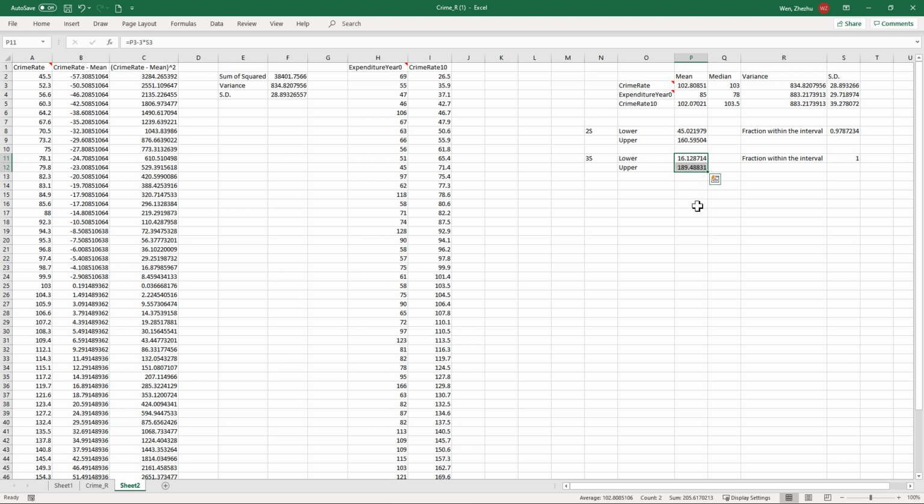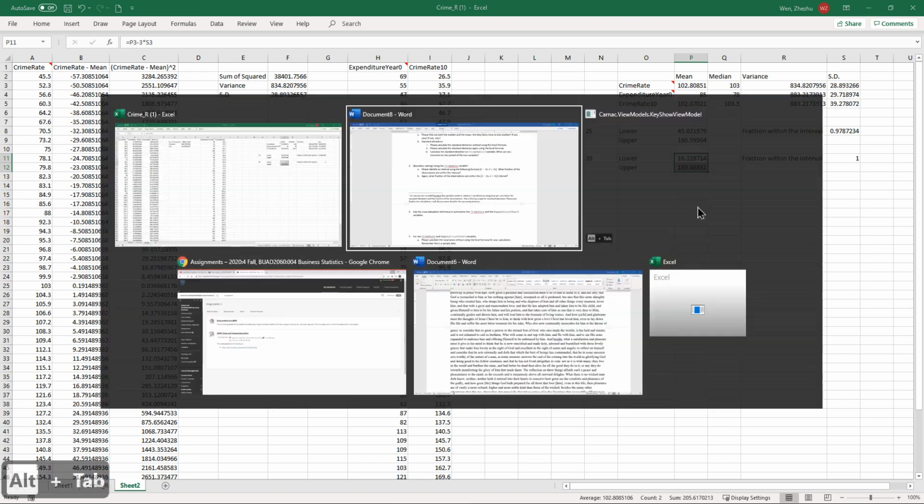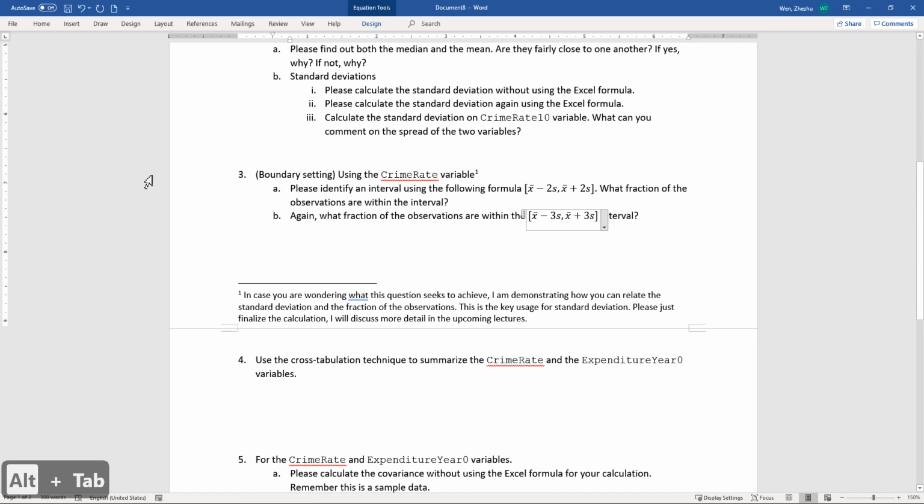You may be struggling, what is this for? But I'm going to talk about this eventually. This is going to be a very, very important usage of standard deviation. But I'm just going to let you get exposed before we talk about this intensively.